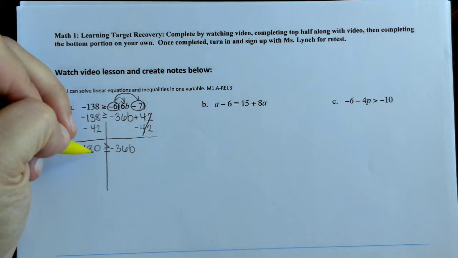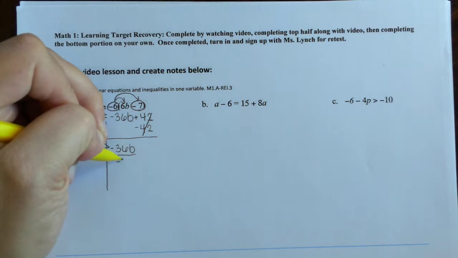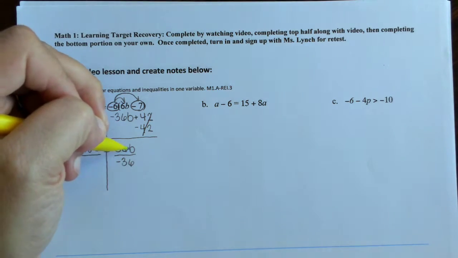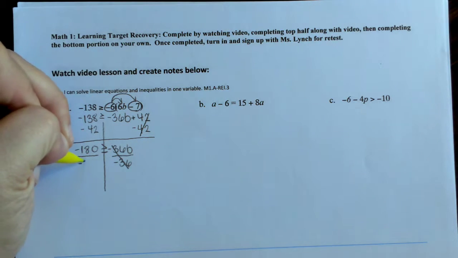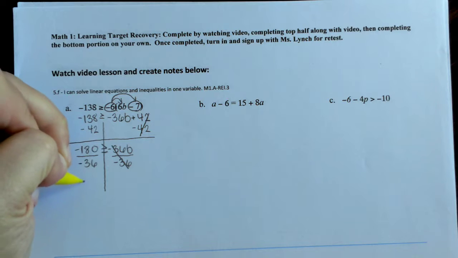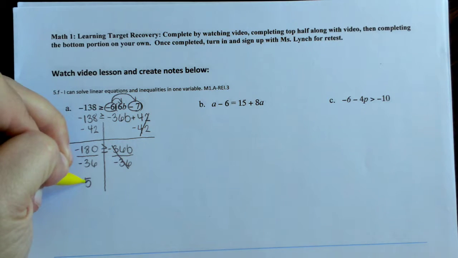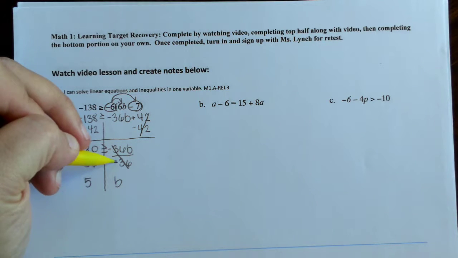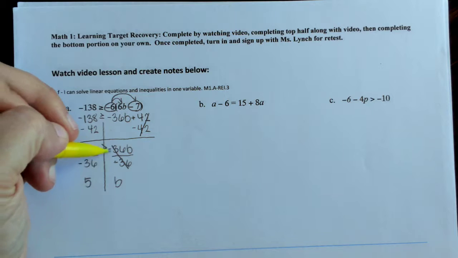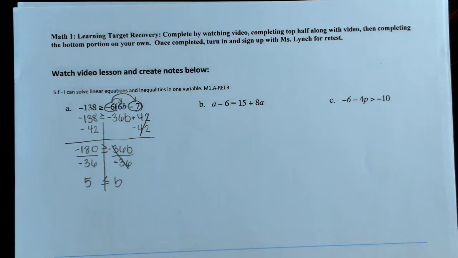And then the last step I'm going to be doing is dividing by that -36 to isolate out that b. -36 divided by -36 is 1. And that gives me b over here. And -180 divided by -36 gives me a positive 5. But remember, when we divided by a negative, what ended up happening was the sign here is going to flip. So your answer is going to look like this.